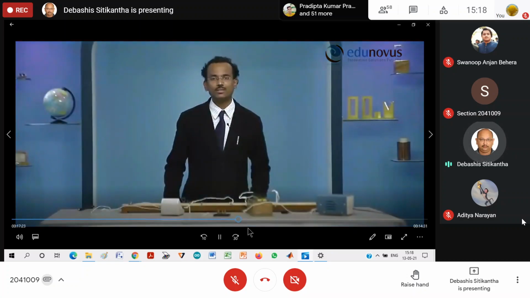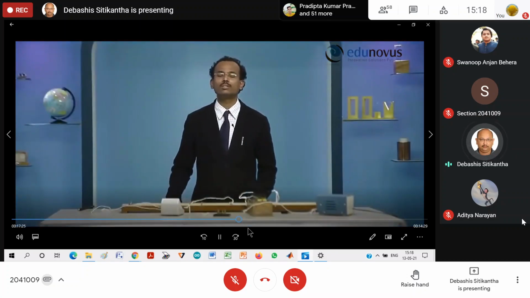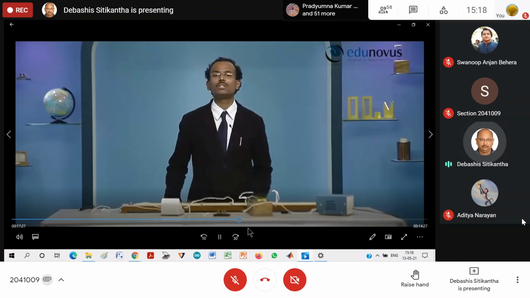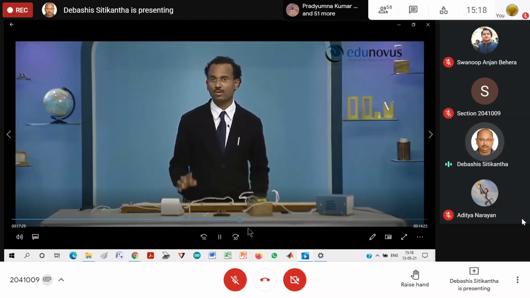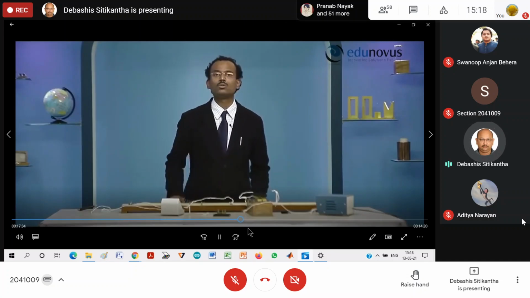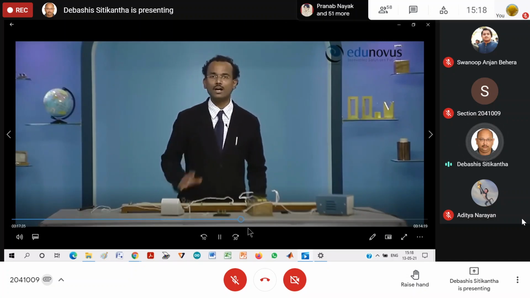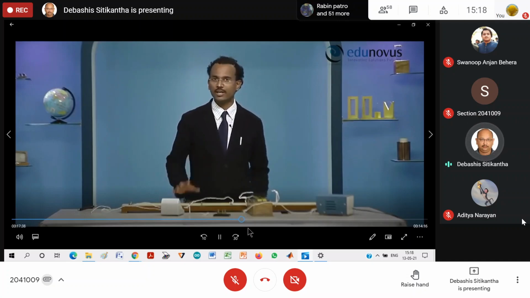Now that we have measured the resistance of this wire, we can move on to the second part of the experiment, which is to measure the specific resistance of the material of this wire. Specific resistance of the material of this wire, rho, is given by resistance R into area of cross section A divided by the length L of the wire.